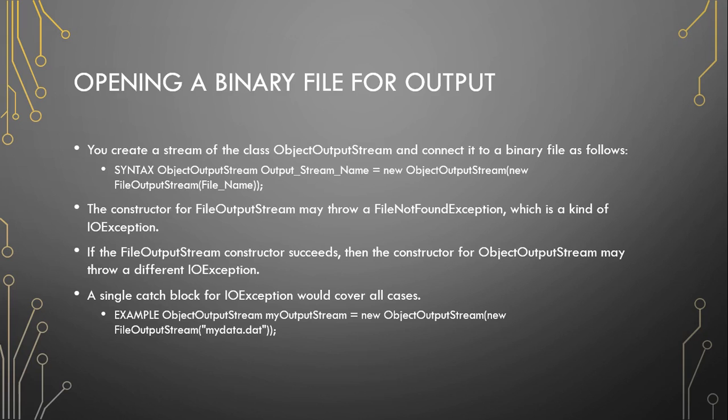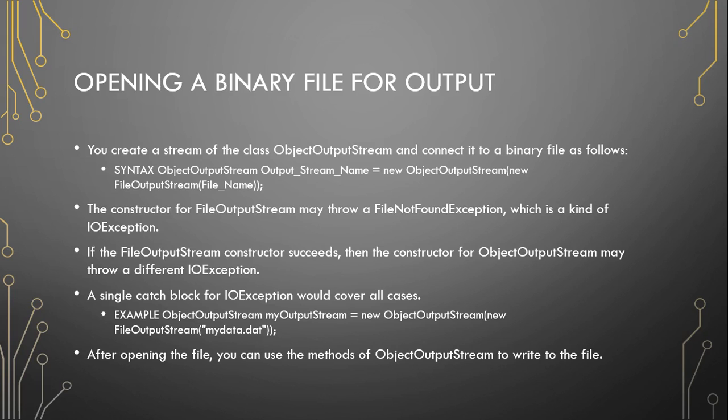So in here we have an example: ObjectOutputStream myOutputStream = new ObjectOutputStream(new FileOutputStream("mydata.dat")). Again, there's a lot of object outputs. Sorry to get myself tongue twisted over all of them. All right, now after opening the file, you can use methods of the ObjectOutputStream to write to the file.